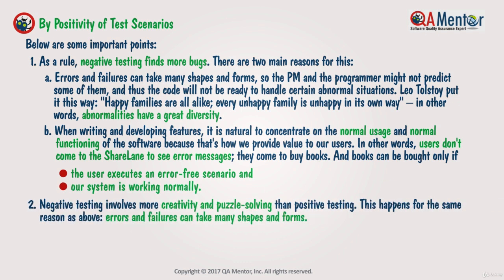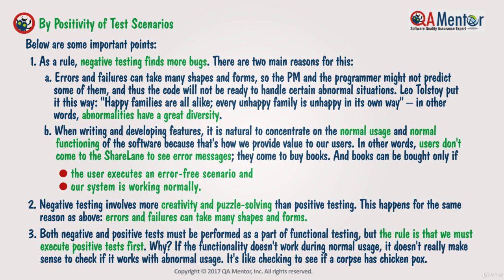2. Negative testing involves more creativity and puzzle solving than positive testing. This happens for the same reason as above. Errors and failures can take many shapes and forms. 3. Both negative and positive tests must be performed as part of functional testing, but the rule is that we must execute positive tests first. Why? If the functionality doesn't work during normal usage, it doesn't really make sense to check if it works with abnormal usage. It's like checking to see if a corpse has chickenpox.